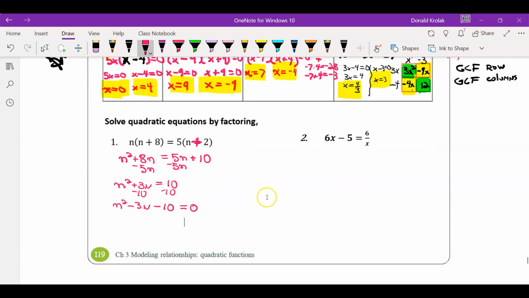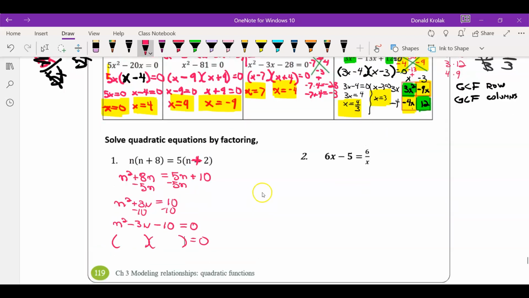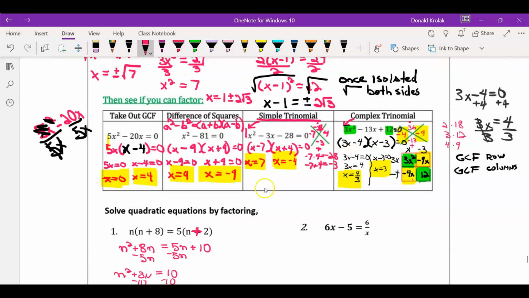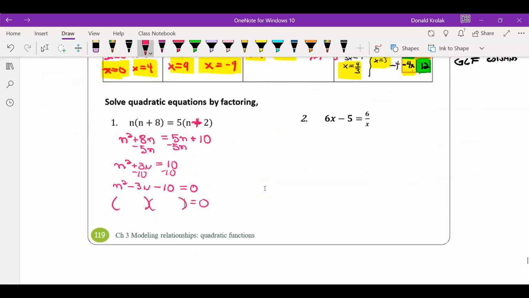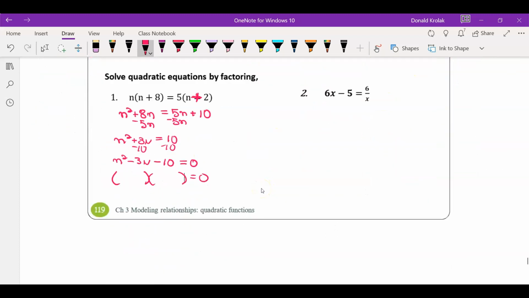And then you ask yourself, okay, can I factor that? This is a simple trinomial because it just has a 1 in front of the n. So this would be -5, +2. So then my solutions, what makes each one of these factors equal to 0?